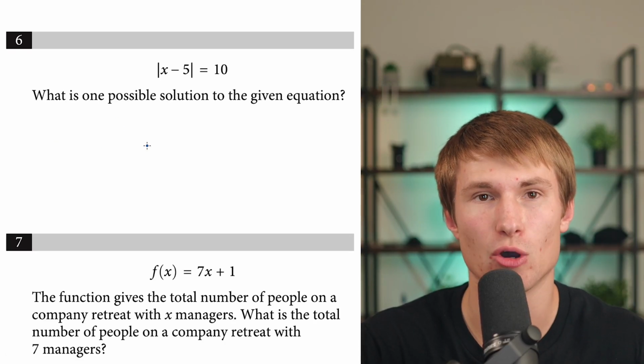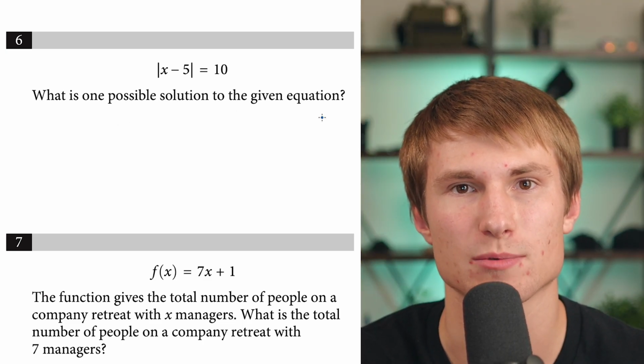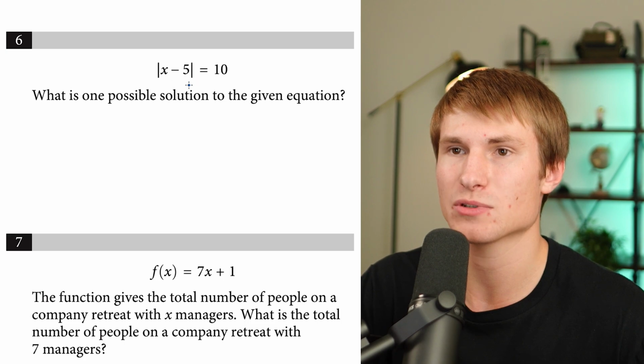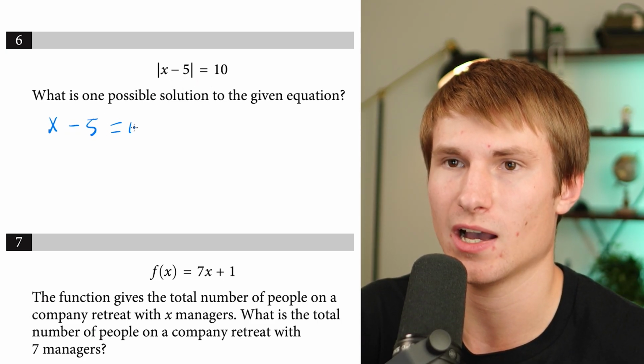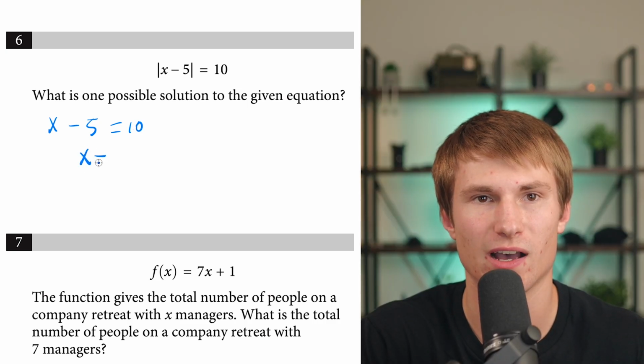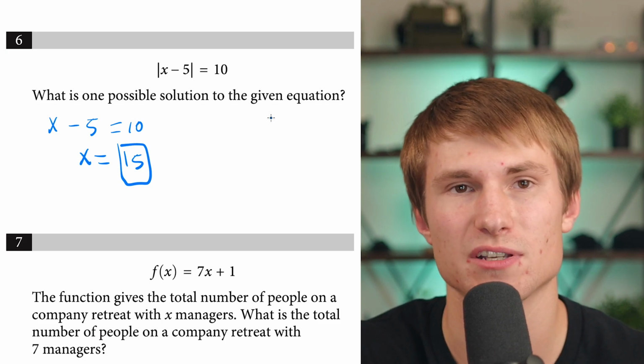Here's something you need to know about absolute value for the SAT math section. If you take a look at question 6, it says, what is one possible solution to the given equation? Well, here we have the absolute value of x minus 5 is equal to 10. So the way that we're going to set this up is first by doing x minus 5 is equal to 10. When we do that, we see if we add 5 to both sides, we'll get x is equal to 15. So one of the possible answers here is 15, but there is another possible answer.